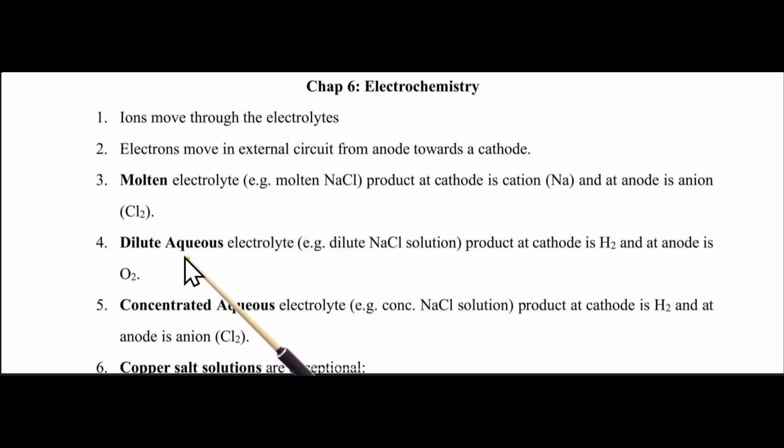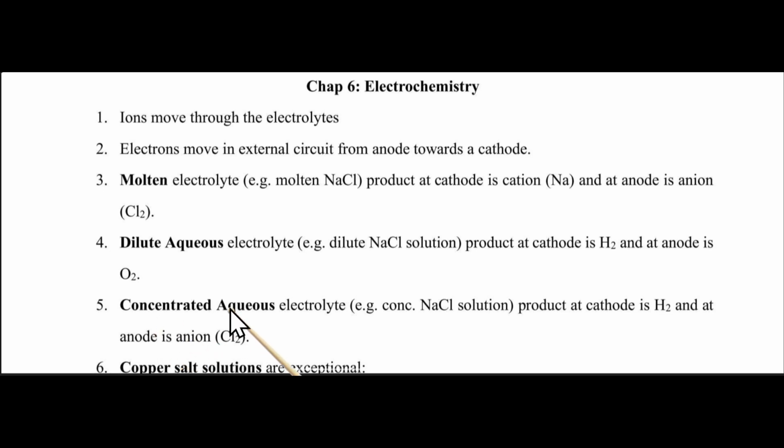But if you have dilute aqueous electrolytes, especially for aqueous, you need to remember that if the electrolyte is aqueous, you will always get hydrogen gas at the cathode. Okay, and if it is dilute, then you will also get oxygen at the anode. You will not get sodium or chlorine at the anode or cathode. You will only get hydrogen gas at the cathode, because it's an aqueous electrolyte. And if it is dilute, then at the anode you will get oxygen.